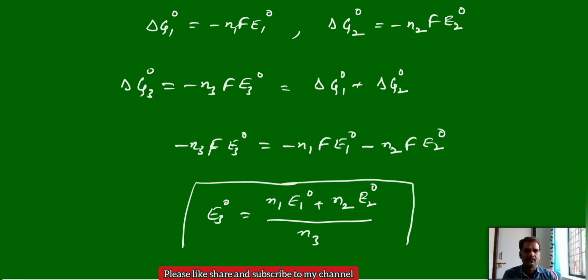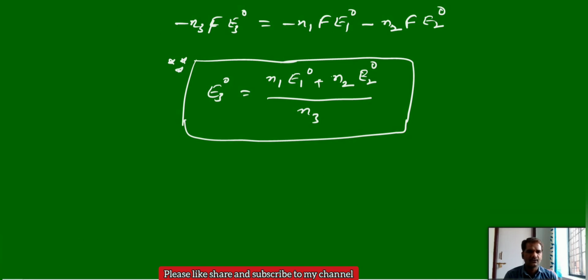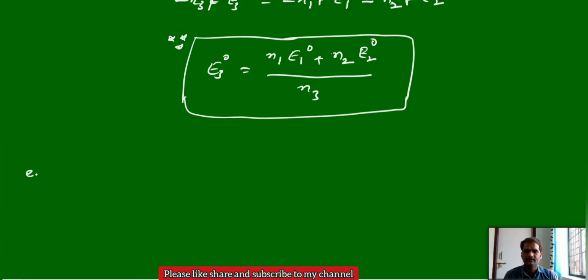And this is a formula. By using this formula, we can calculate the resultant E naught cell by combining two E naught cell values having the same element. The metal is the same. The metal should not be changed.